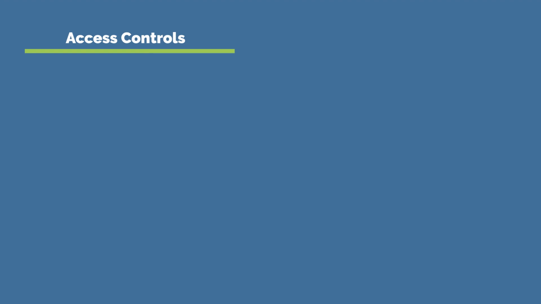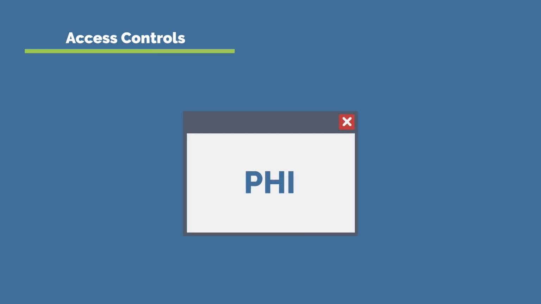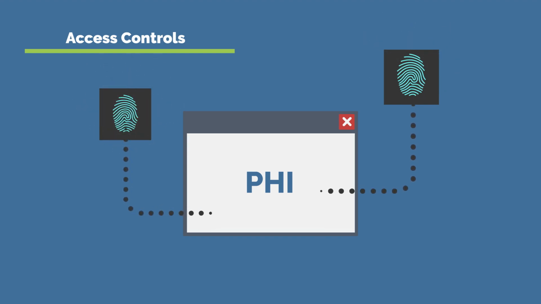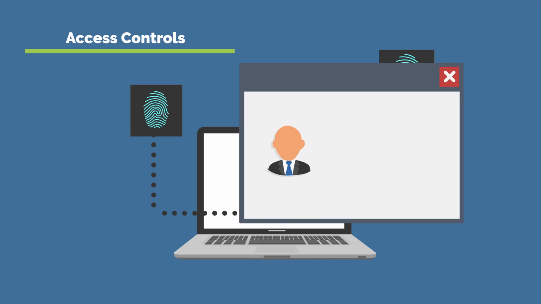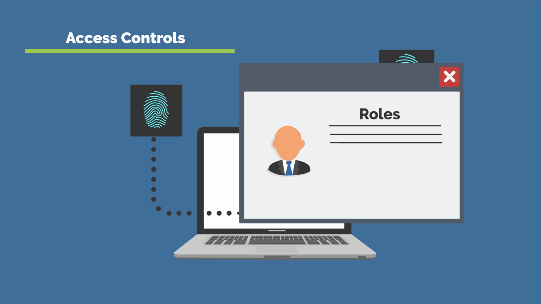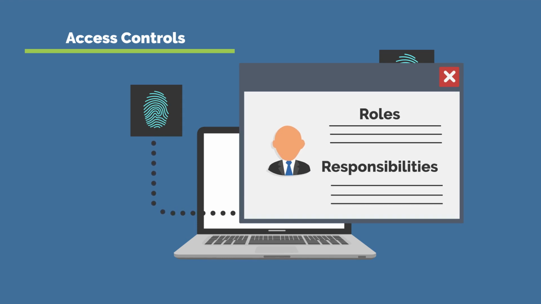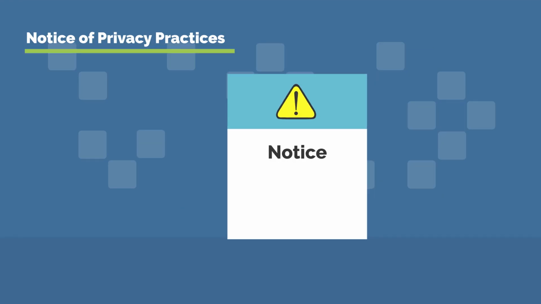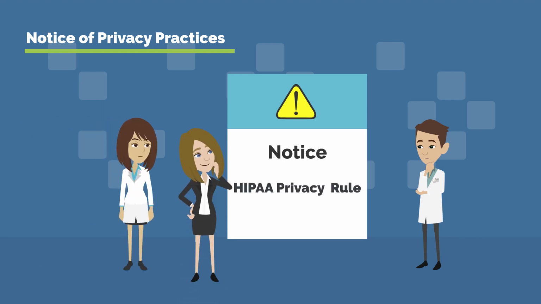Access controls. Access controls are an aspect of HIPAA regulation limiting the number of staff members at an organization with access to PHI. Access to PHI should be limited based on the roles and responsibilities of the employee in question. Notice of privacy practices. Having a notice of privacy practices is a mandatory standard of the HIPAA Privacy Rule.